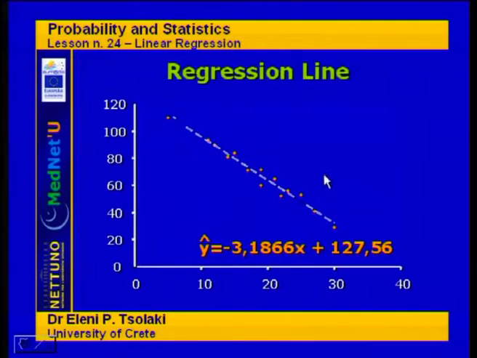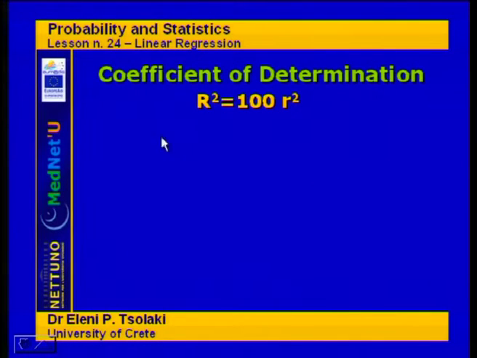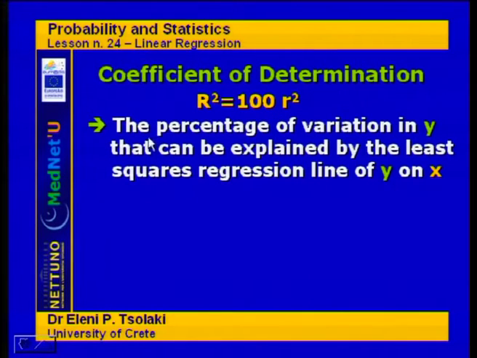Now, another measure is the coefficient of determination. The coefficient of determination can be calculated by taking the square of the correlation coefficient and multiplying it by 100. What we are going to have in this case is the percentage of variation in y that can be explained by the least squares regression line of y on x.